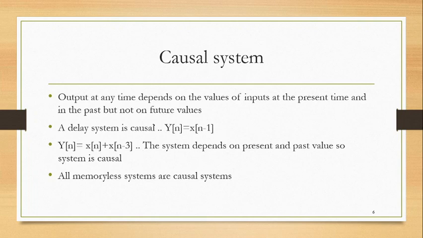So, for example, a delay system is causal. Why? A delay system only depends on the past input, so it is a causal system. There is no future input in the delay system. Similarly, we have this example, y of n is equal to x of n plus x of n minus 3. We have the present input and we have the past input, which is delayed by 3 units. So this is a causal system because it depends on present and past input. Remember that all memoryless systems are causal systems. Why? Because all memoryless systems only depend on the present input, so they are causal systems.